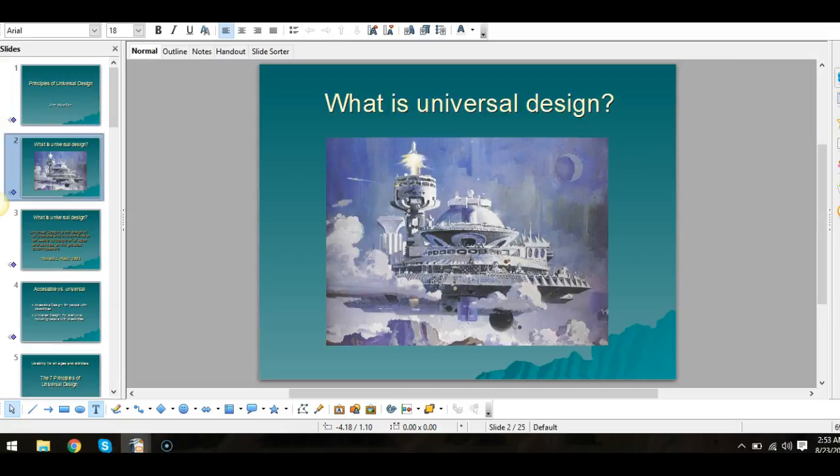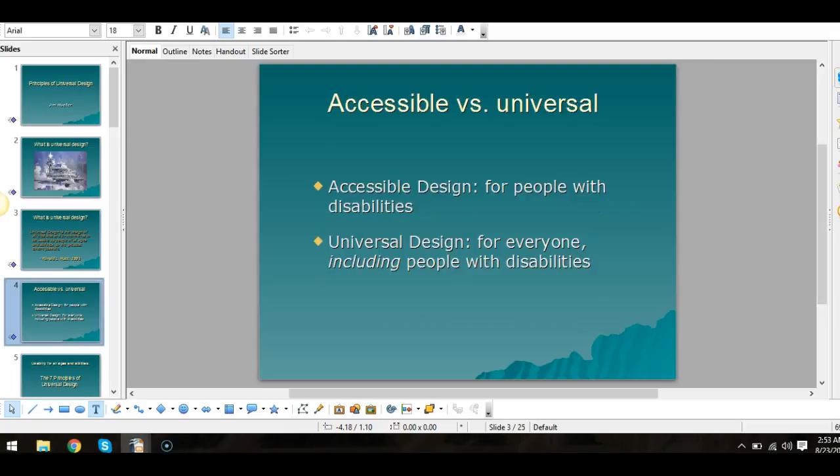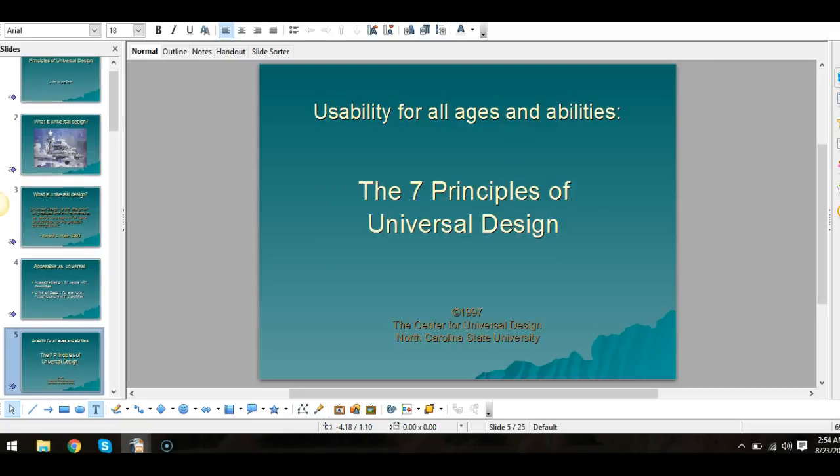What is universal design first? Universal design is the design of all products and environments to be usable by people of all ages and abilities to the greatest extent possible. There are two principles, accessibility versus universality. Accessible design is for people with disabilities. Universal design is for everyone, including people with disabilities. Therefore, we often talk about universal design, UD, not accessible design.